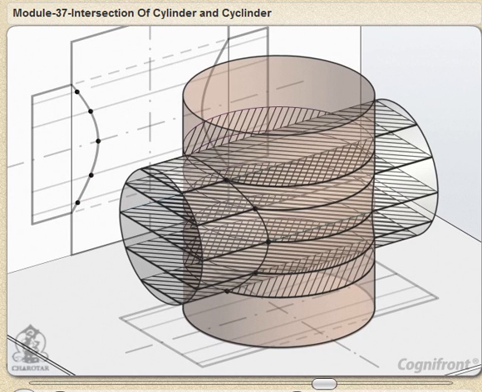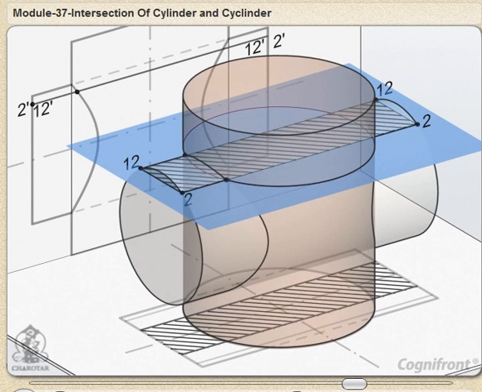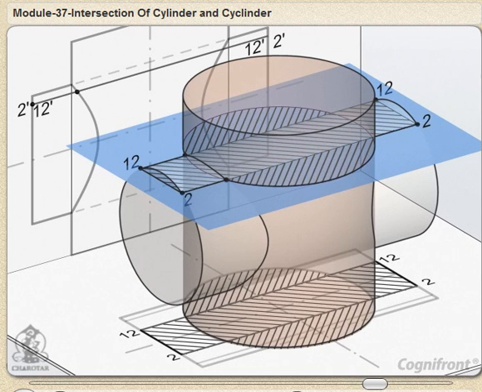For example, let a horizontal section plane pass through points 2 and 12. In the front view, it will be seen as a line coinciding with the line 2'2'. The section of the horizontal cylinder will be a rectangle of width W, that is the line 2-12. The section of the vertical cylinder will be a circle. Points p2 and p12 at which the sides 2-2 and 12-12 of the rectangle cut the circle lie on the curve.